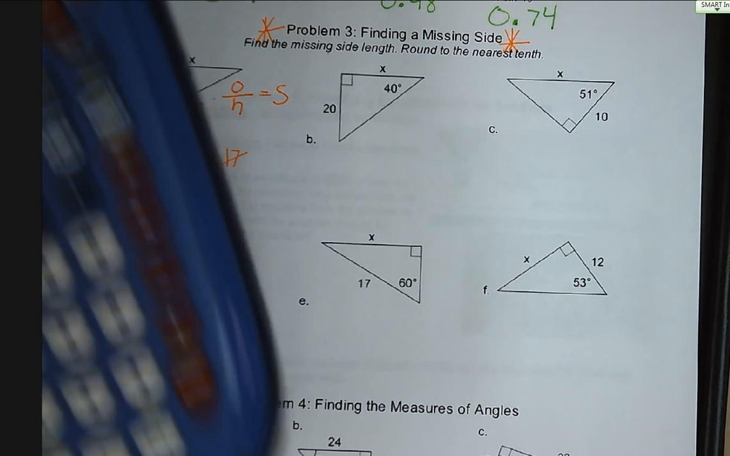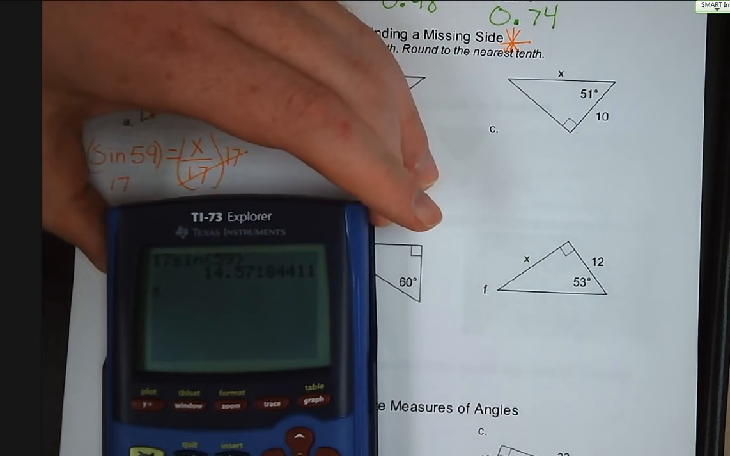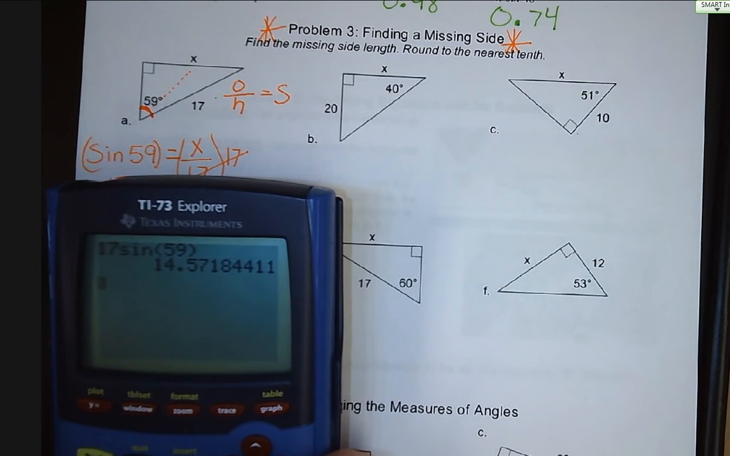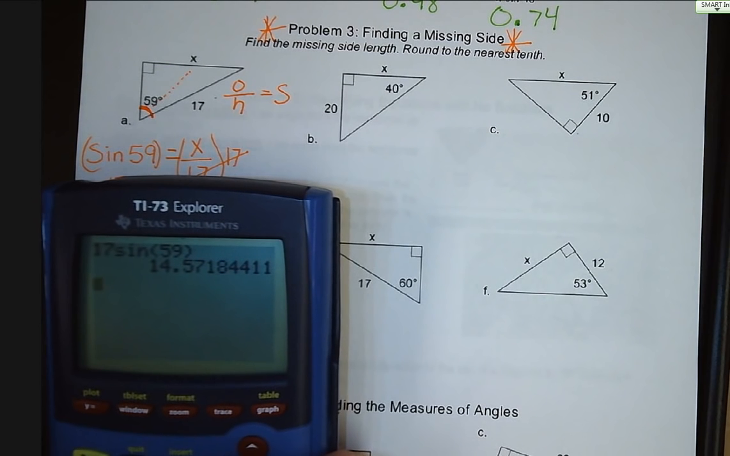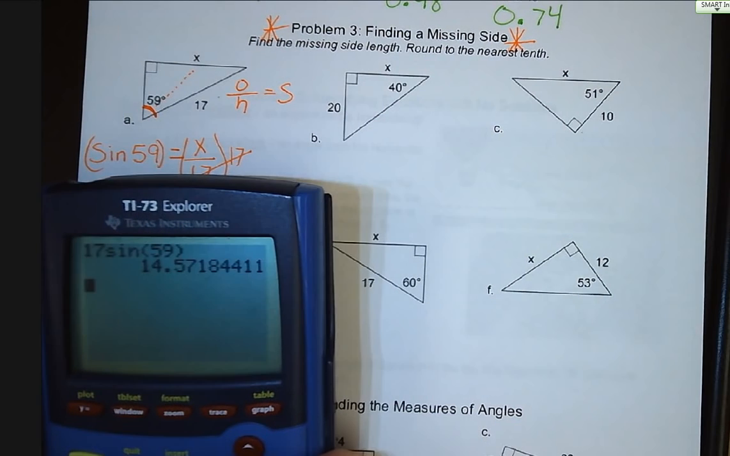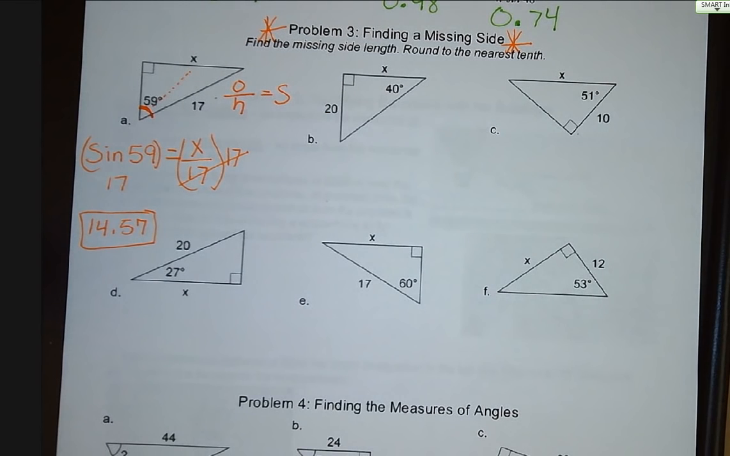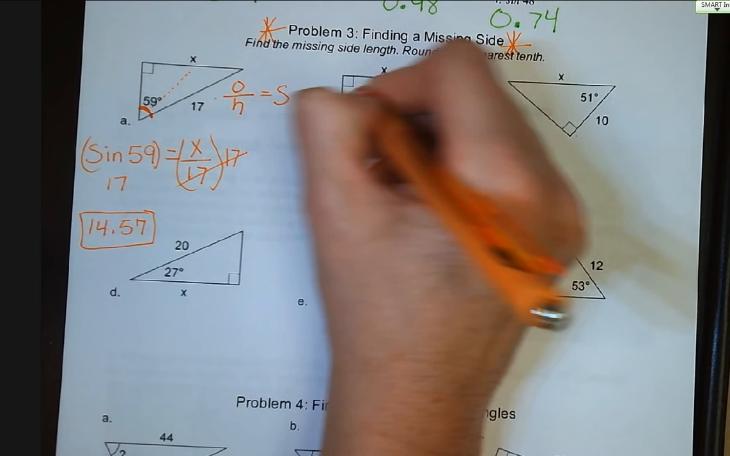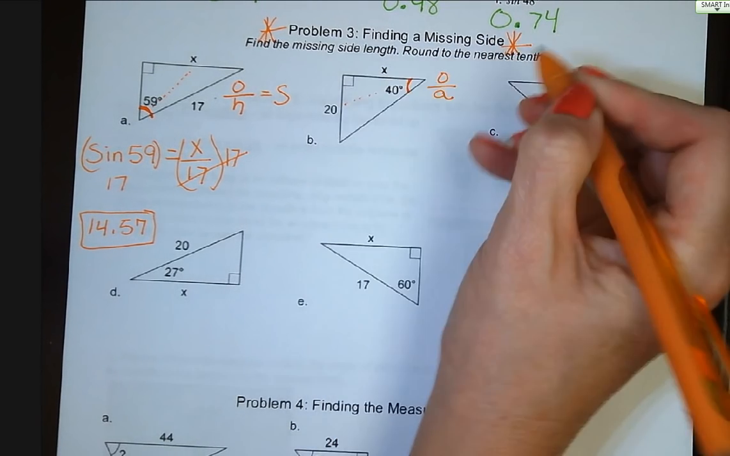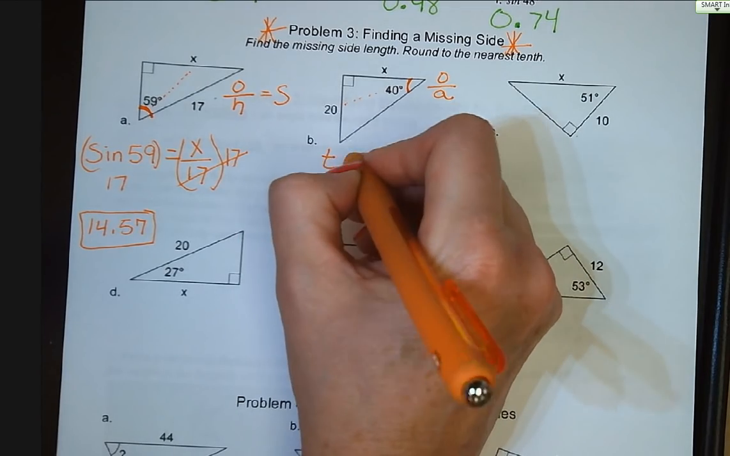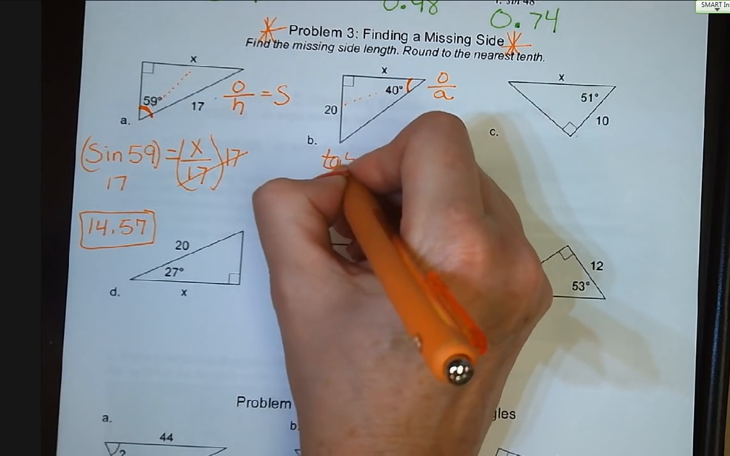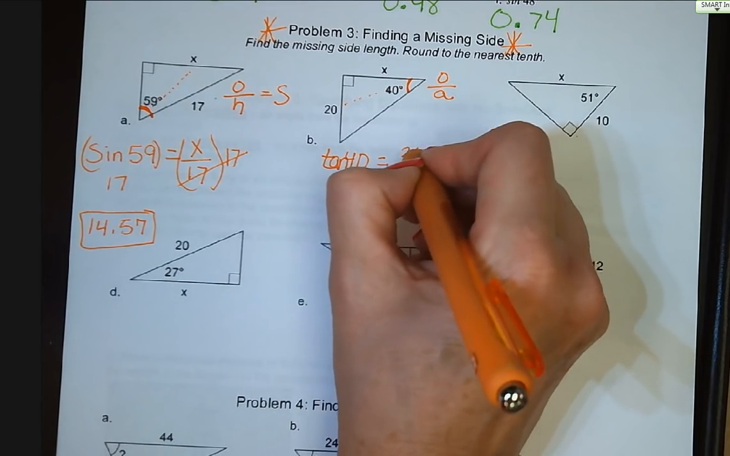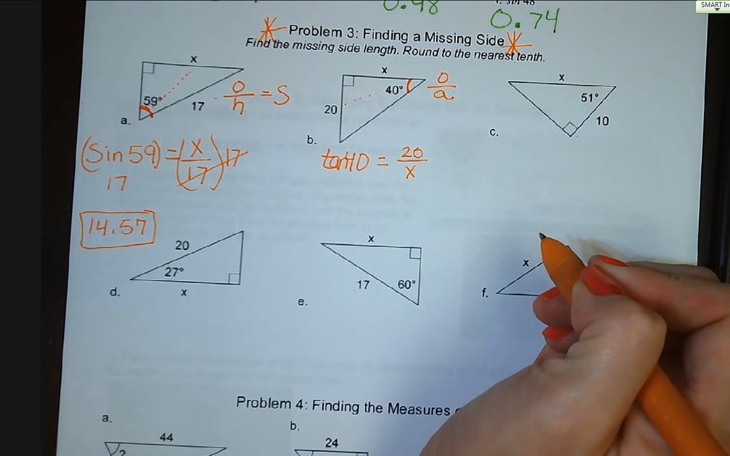So when we have it typed into the calculator, it'll look like this. We have 17 sine 59. Just type it in just like you write it, and hit enter, and you'll get the side length. Okay? So we're going to do the same thing for letter B. Figure out what angle it is that we're working with, and we've got the opposite and the attached that we know. So if we've got opposite and attached, we're going to say tangent of 40 is equal to 20 over x. Ooh, now we need to solve for x.